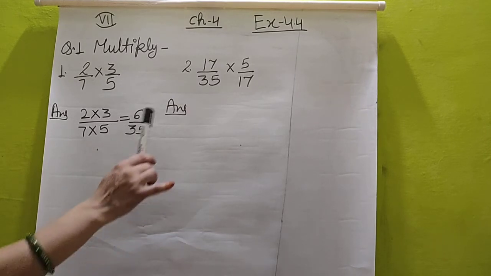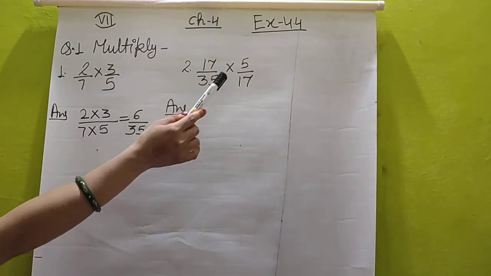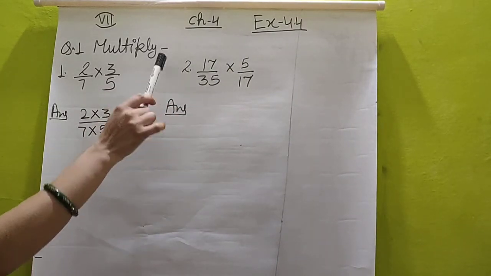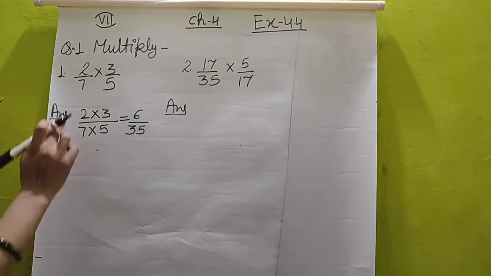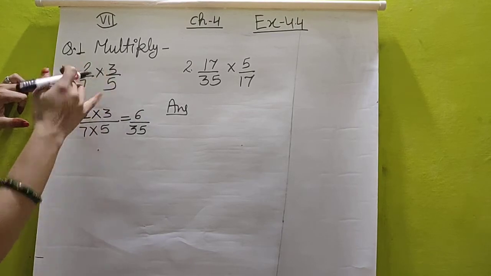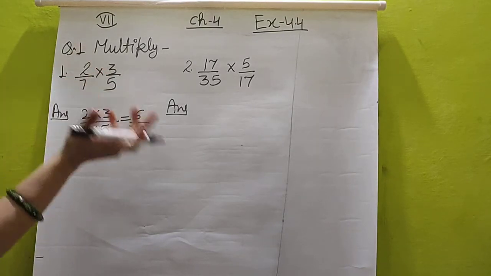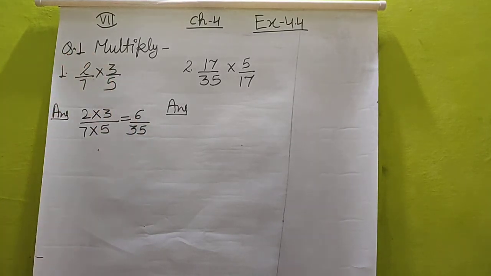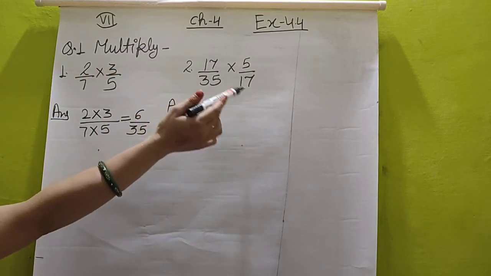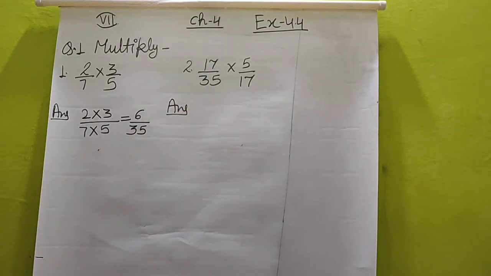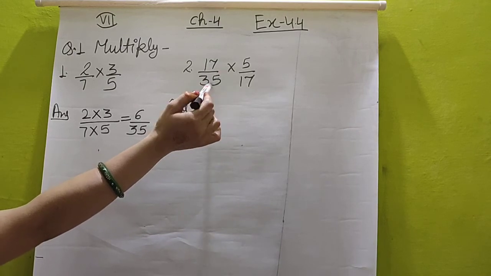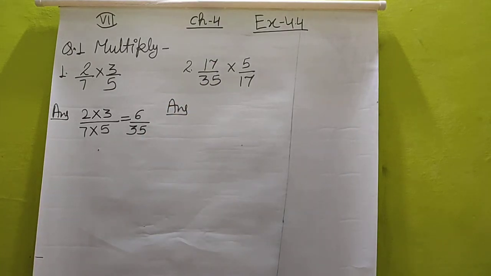Now students, part second, 17 upon 35 multiply 5 upon 17. In this question students, you can use the cutting method also. In the first part we could not cut because 5 is not coming in 2's table and 5 is not coming in 3's table, and 7 also. But here you can see 17 and 17 we can cut. 17 ones are 17, 17 ones are 17. Now this 35 we can cut by the 5, 7 times. Okay students?